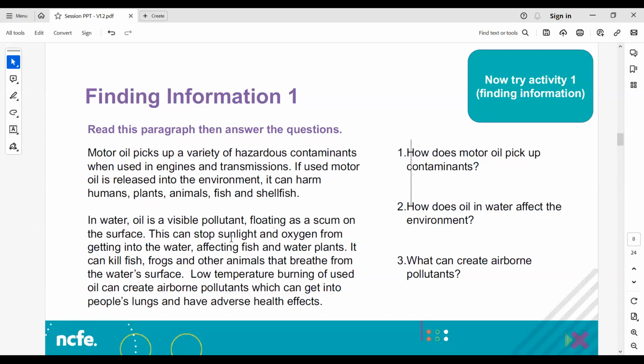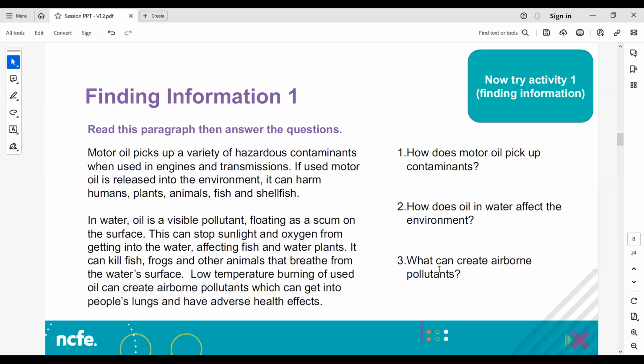So it stops sunlight and oxygen. So oil in water stops sunlight and oxygen from getting into the water, affecting fish and water plants. It can kill fish, frogs and other animals that breathe from the water's surface. Okay, so your answer is there in the text.